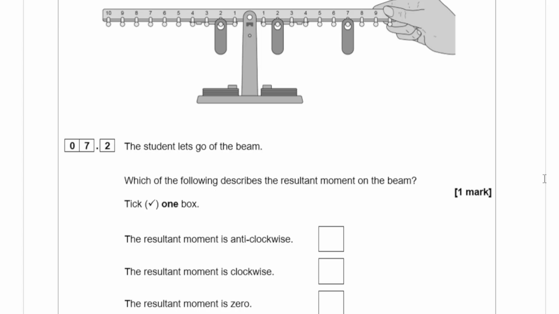The resultant moment is anti-clockwise. Now, if it's moving this way, it's moving in the direction of a clock. That's clockwise. If it's moving in the opposite direction, that will be anti-clockwise. So it is moving in the clockwise direction.